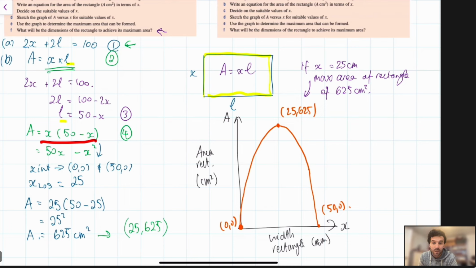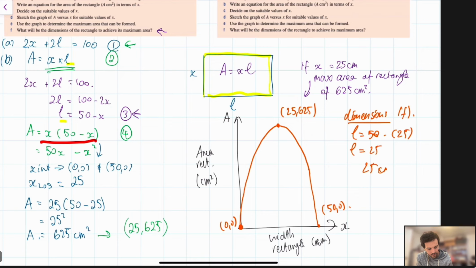Now, question F says what will be the dimensions of the rectangle to achieve its maximum area. So we know that x is 25, so we're going to plug 25 into our L formula, equation 3, just here. So what happens if we plug that in? Dimensions, this is to do with question F, L is equal to 50 minus 25, which is 25. So the dimensions are a 25 by 25 centimeter enclosure. If this is 25 and this is 25, then we've maximized the area.